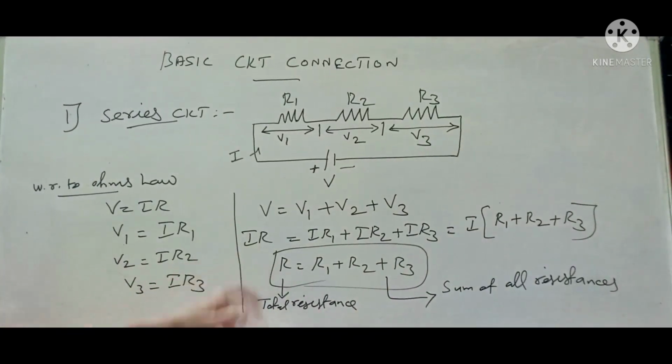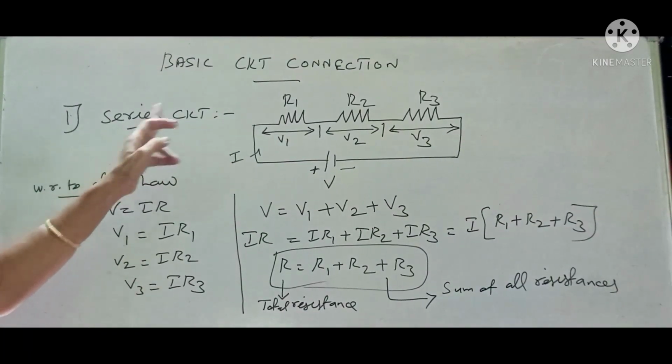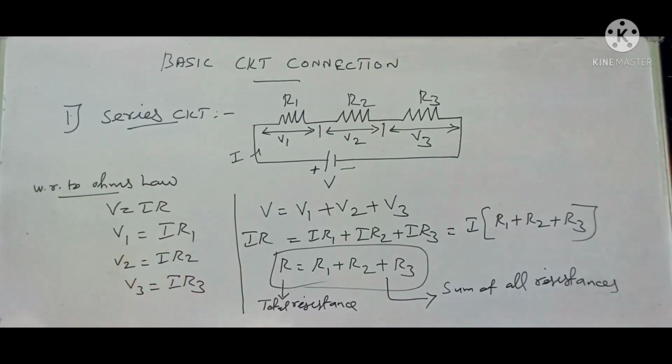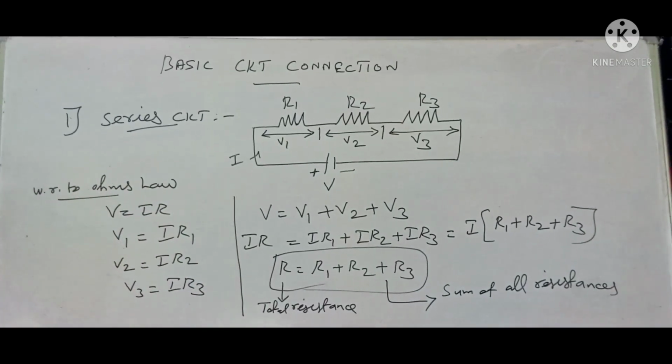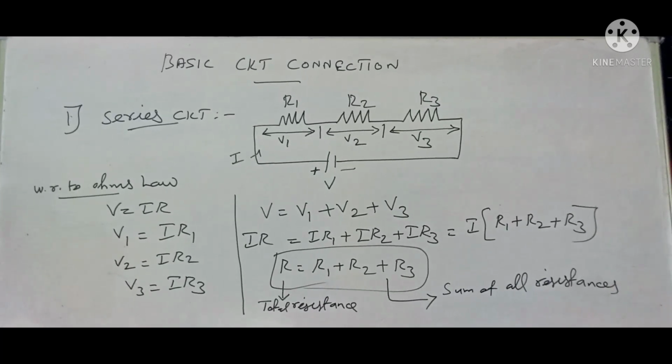So with respect to this equation, in the series connected circuit, the total resistance R is equal to the sum of the series connected resistor values. That is, R equals R1 plus R2 plus R3, etc.